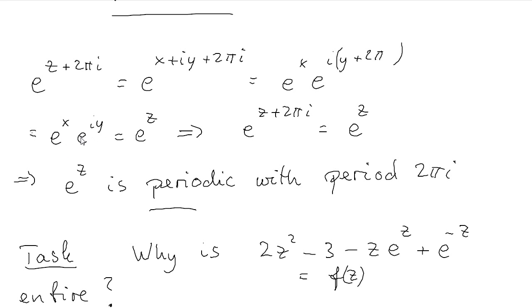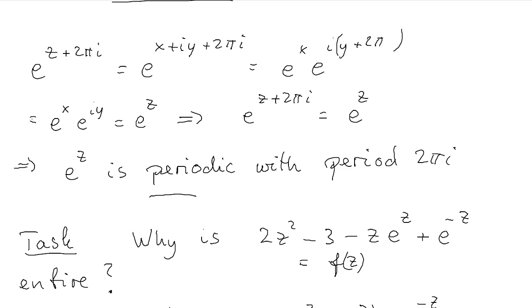which is the same as the exponential function of z. So this shows that the exponential function of z plus 2 pi i is equal to the exponential function of z. So the exponential function is periodic with period 2 pi i.